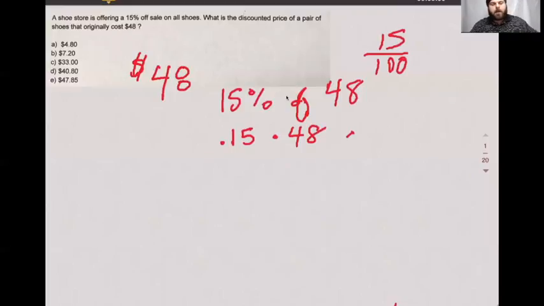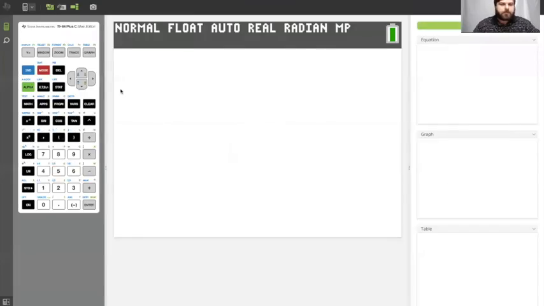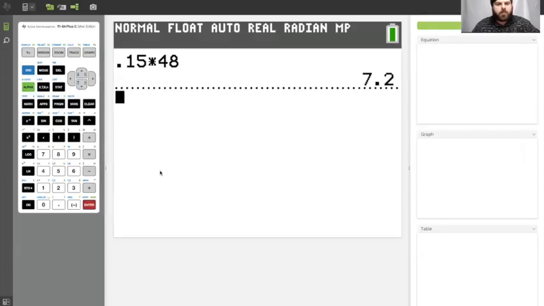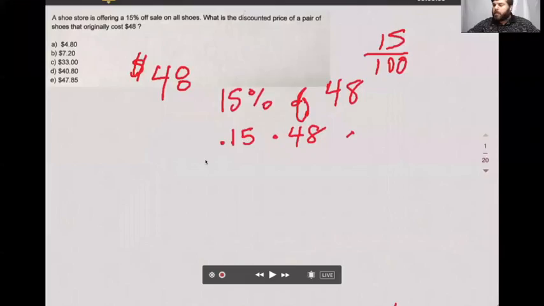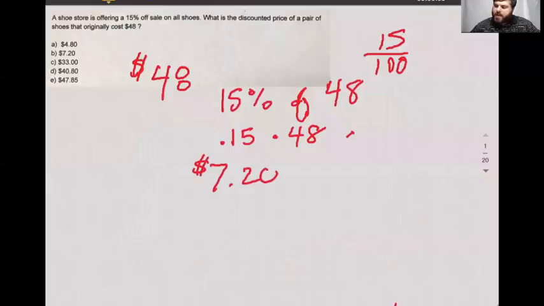So if I pop out my calculator here, I do 0.15 times 48. I'm going to see what my discount is. So my discount is 7.2. Remember, we're dealing with money, so 7.2 means $7.20. That is my discount.